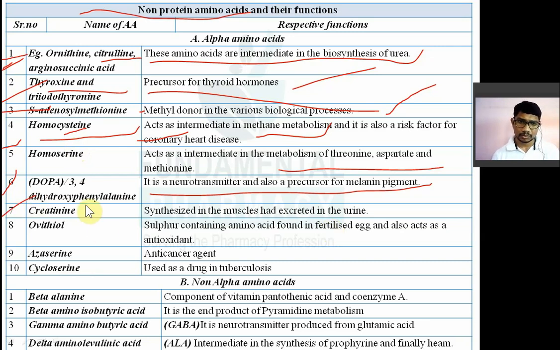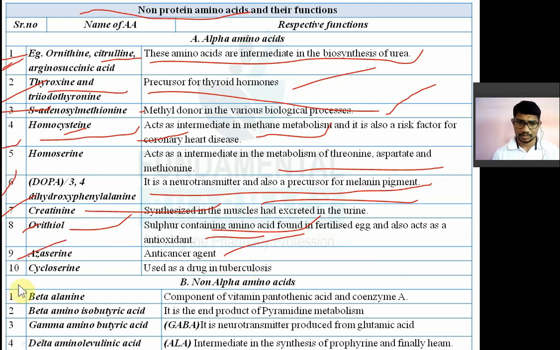Then next one is azaserine. So it is used as an anti-cancer agent. Then cycloserine is also used in tuberculosis and also as an anti-cancer agent. Okay, so these were the alpha amino acids. Now non-alpha amino acids: beta-alanine, part of your vitamin like pantothenic acid and coenzyme A. Then beta amino isobutyric acid. It is an end product of your pyrimidine metabolism.